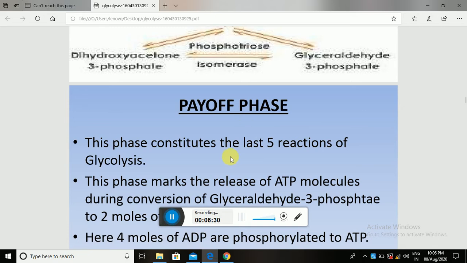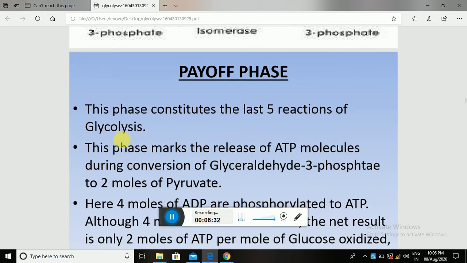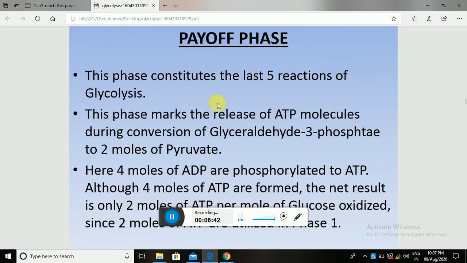Then, in the case of the payoff phase, this phase constitutes the last 5 reactions, that is steps 6, 7, 8, 9 and 10, the last 5 steps of glycolysis. These are considered the payoff phase. This phase marks the release of ATP molecules during the conversion of glyceraldehyde 3-phosphate to 2 molecules of pyruvate.